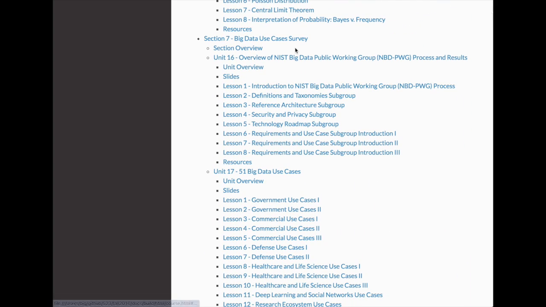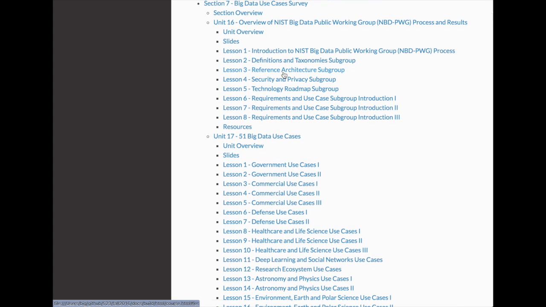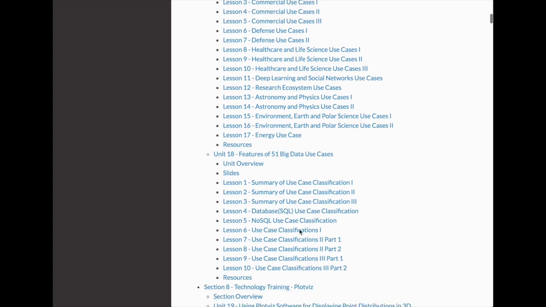Other examples include NIST, the National Institute of Standards and Technology, which has identified over 50 important use cases. It is important why these use cases are so important and what impact they actually have on this field.